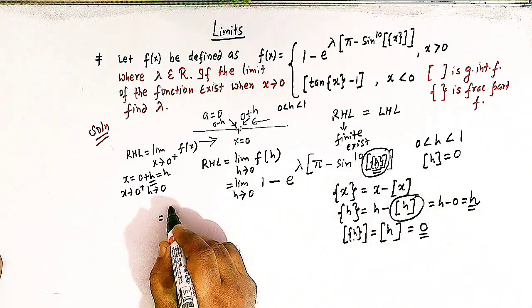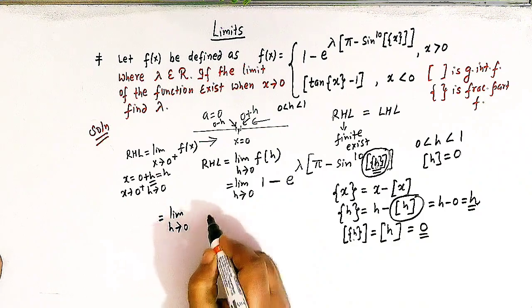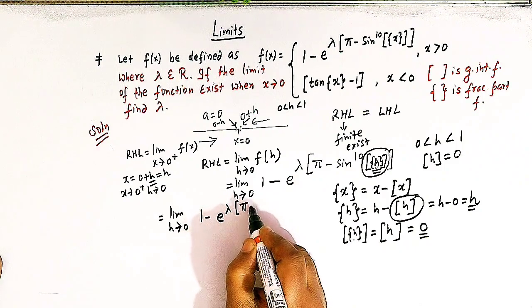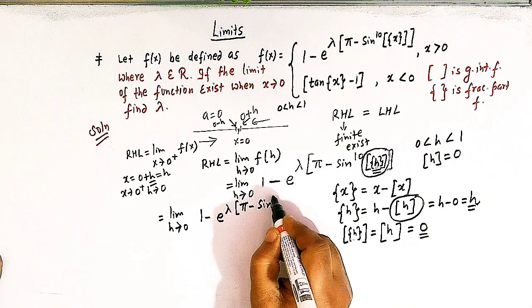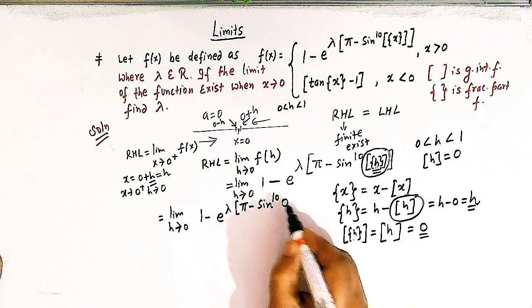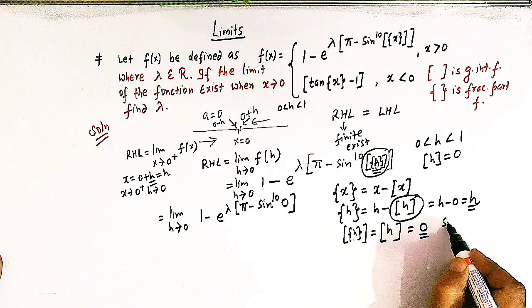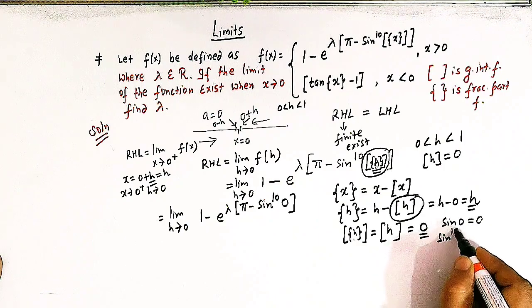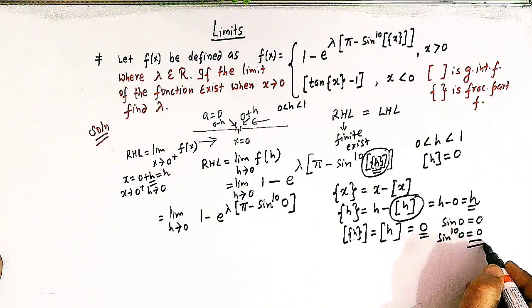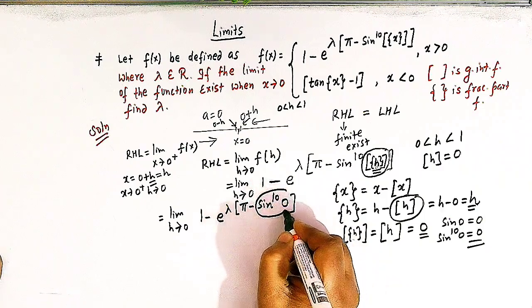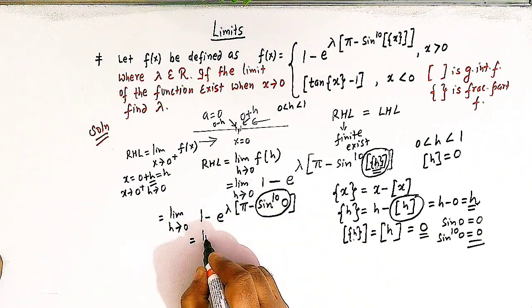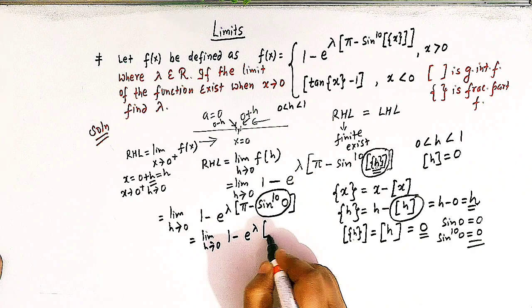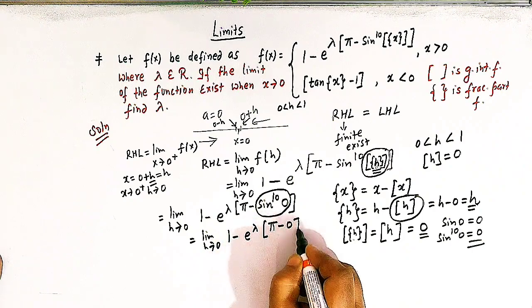So now we have this limit h tends to 0, 1 minus e raised to lambda, and here we have greatest integer of pi minus sine raised to 10, and here we have 0, right? And sine 0 is equal to 0. So the sine raised to 10 of 0 is equal to 0, so this term is also equal to 0. So now we have limit h tends to 0, 1 minus e raised to lambda, and here we have greatest integer of pi minus 0, right?